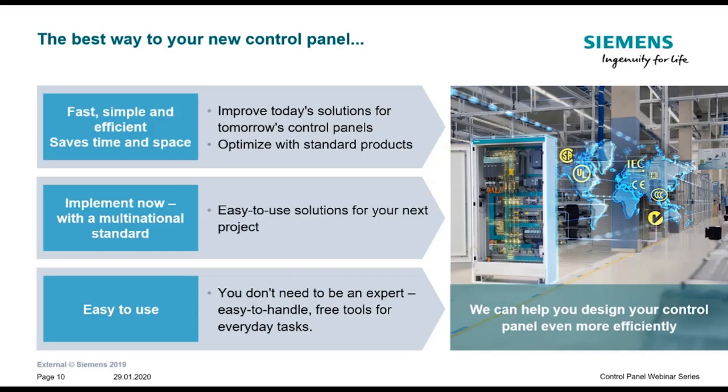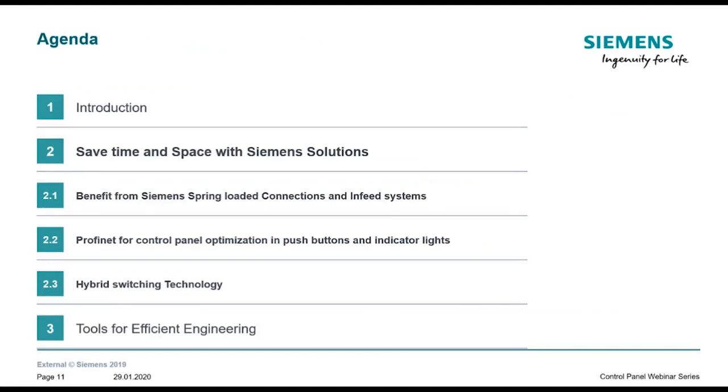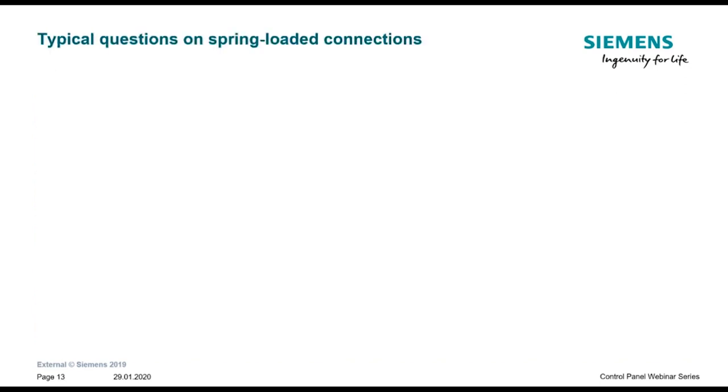Well, the good thing is that we're going to show you today the best way your new control panel should be. You will see how fast, simple, and efficient you can improve today's solutions for tomorrow's control panel, and you can optimize with standard products. You will see how easy it is to implement the solutions for your next product. You can implement it now. And of course, once again, you don't need an expert, and you will see how easy free tools for everyday tasks are. We enable you to design your control panel even more efficiently. So let's see directly what Siemens solutions have for saving time and space.